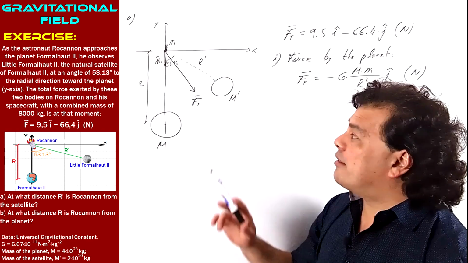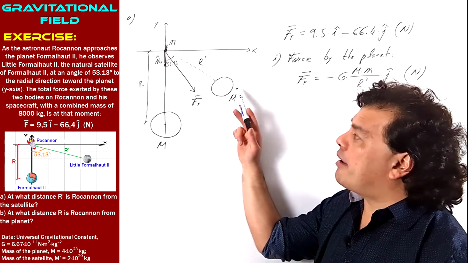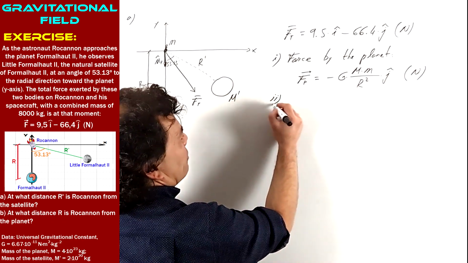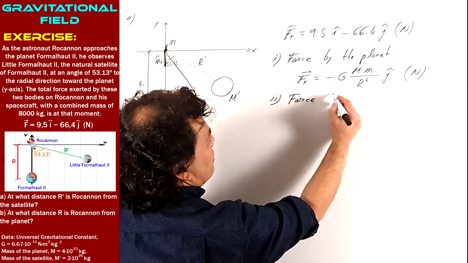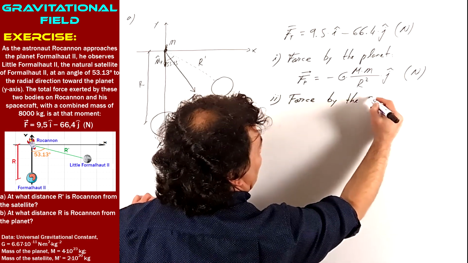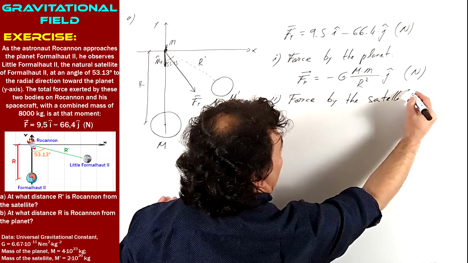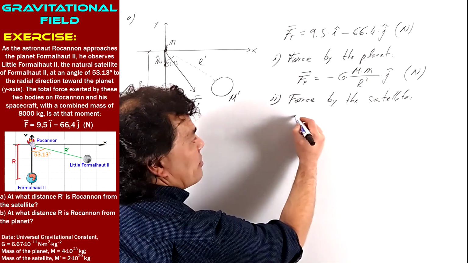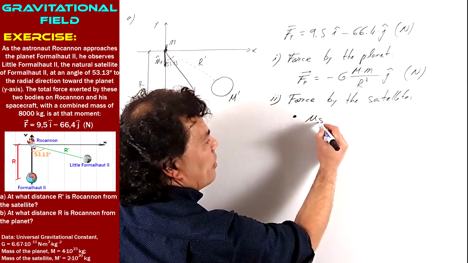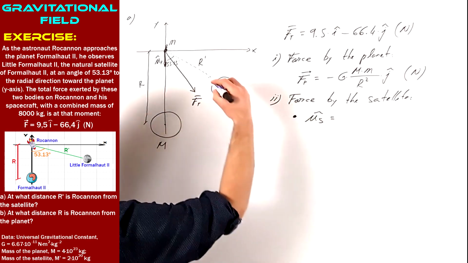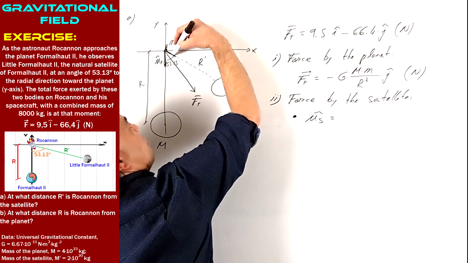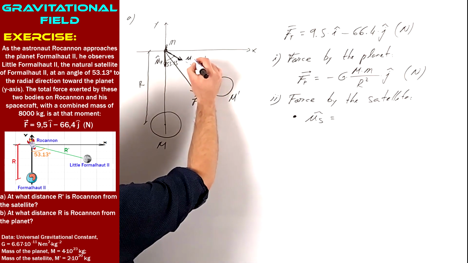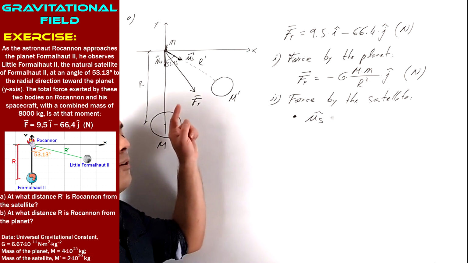Now it's time to calculate the force exerted by the satellite on our astronaut. That is, the force by the satellite. And we are proceeding the same way. First step, let's create a unit vector towards the satellite. This one. This is the unit vector that we need. Let's call it u sub s, unit vector.